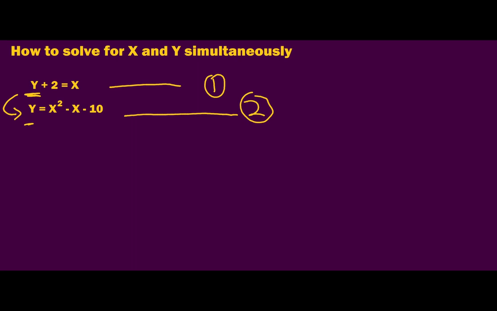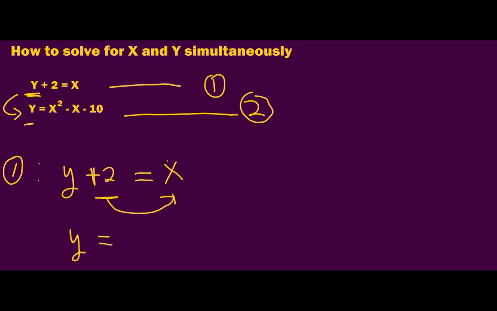Therefore, we have from equation 1, y plus 2 equals x, right? Then taking this term to the side, obviously it will change the sign, so we're going to have y equals x minus 2. So this will be our equation 3, right? Then from here, looking at equation 2, we're going to substitute equation 3 into equation 2.